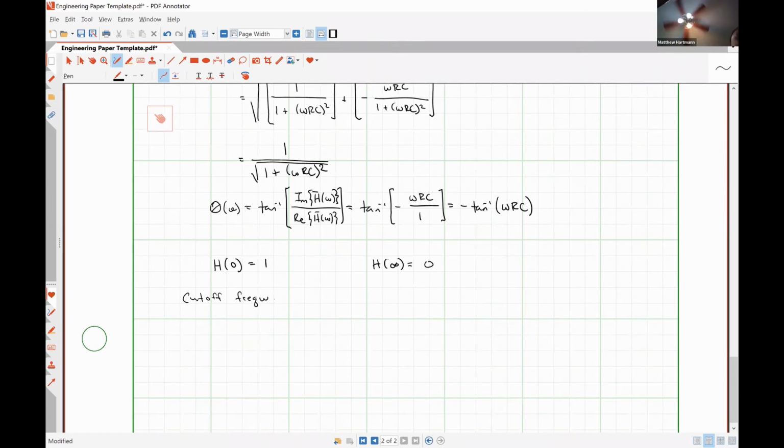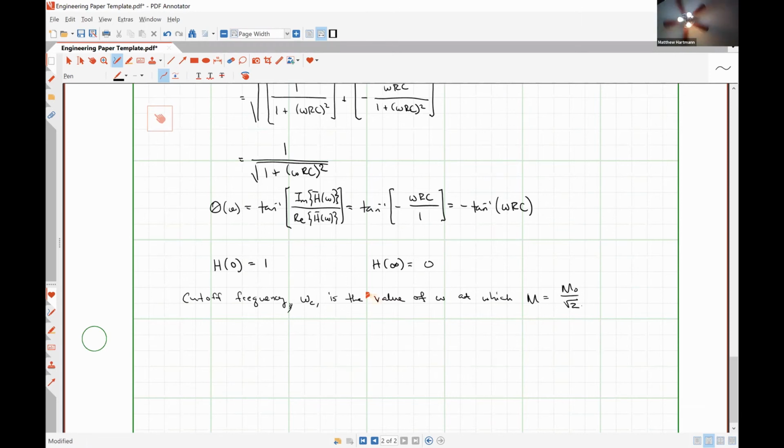Cutoff frequency occurs at the value of omega at which the magnitude M is equal to M naught over root 2.